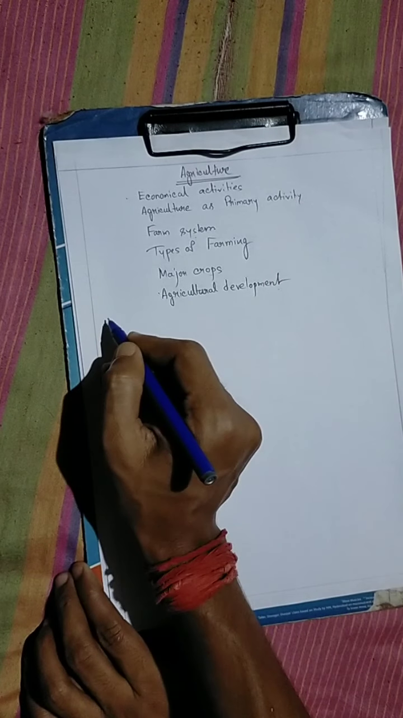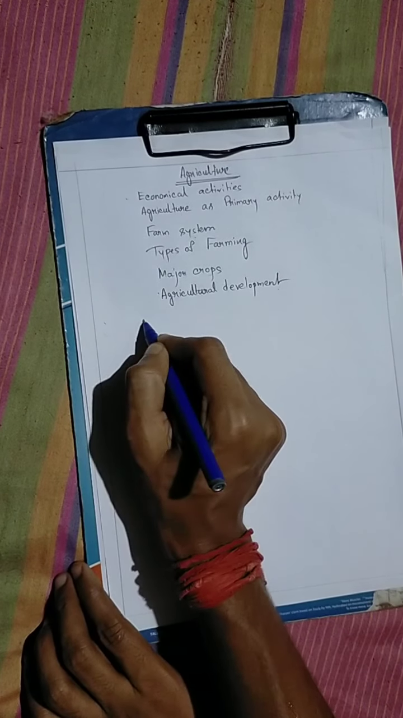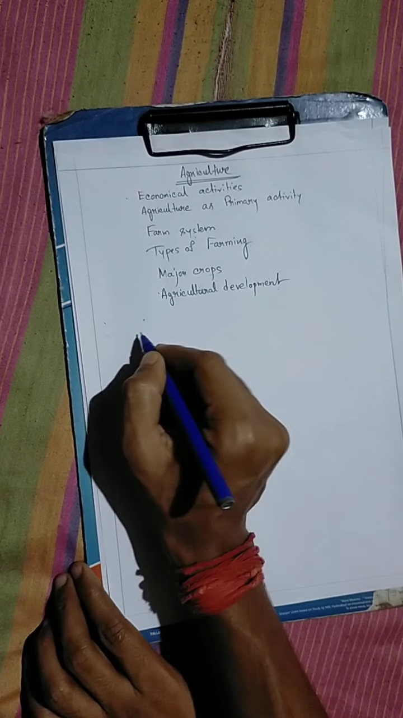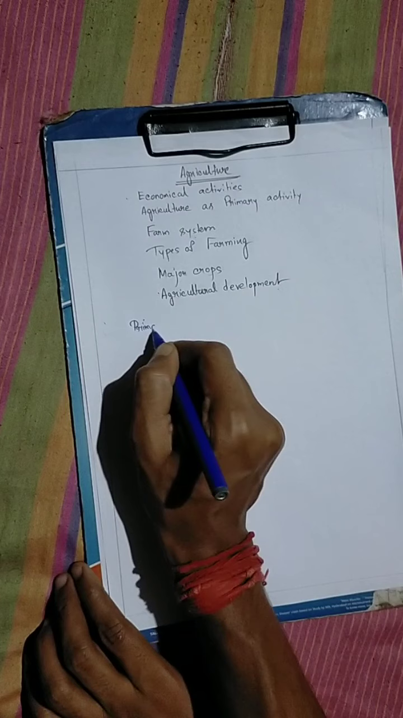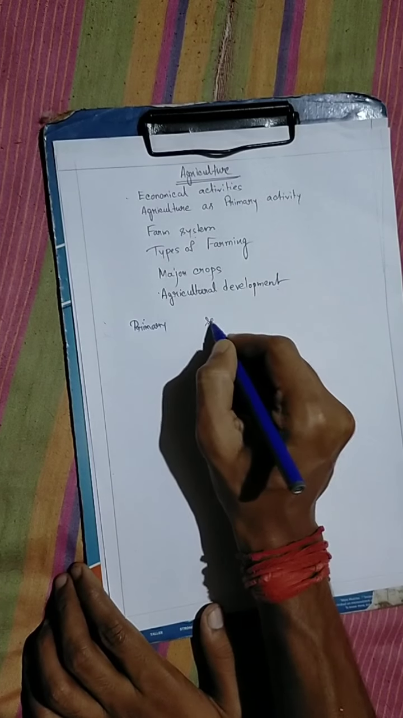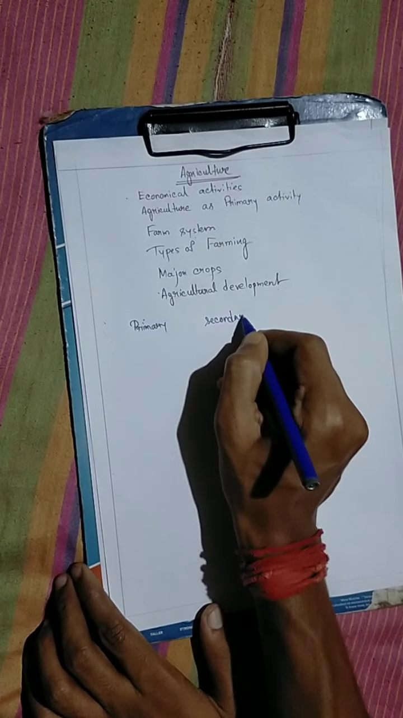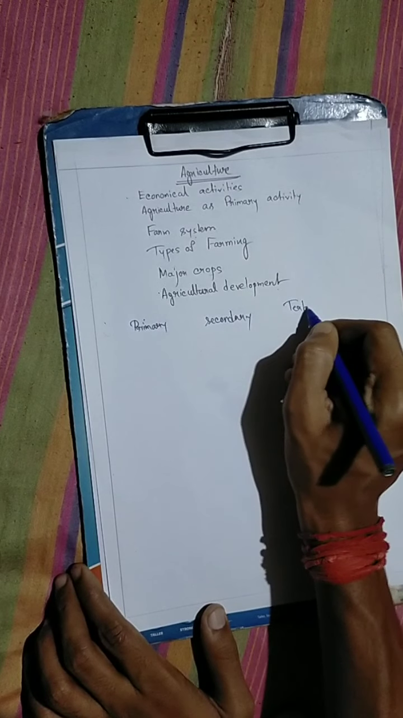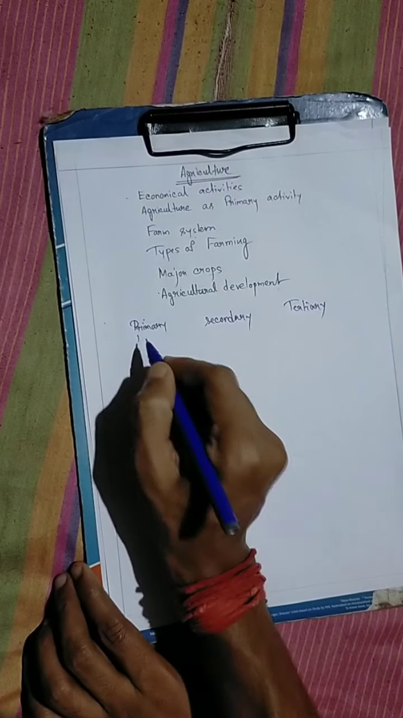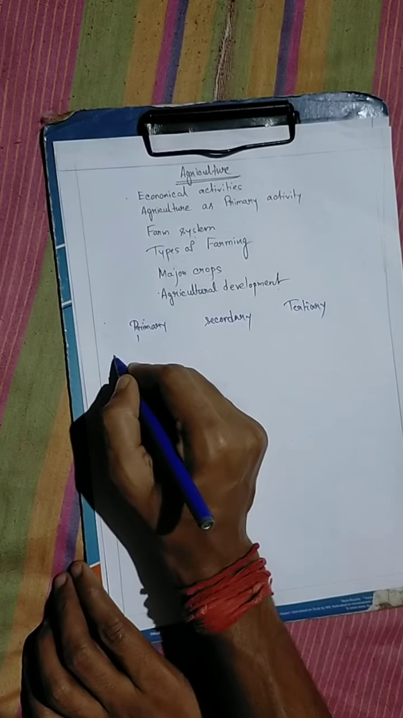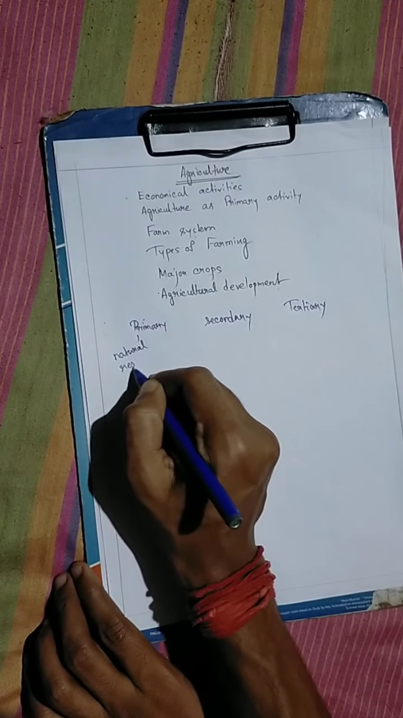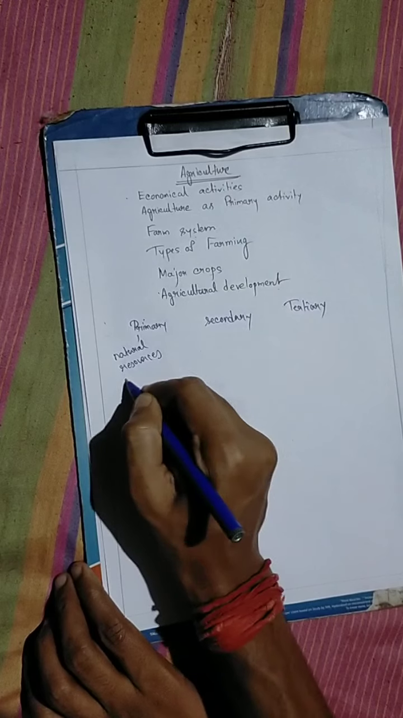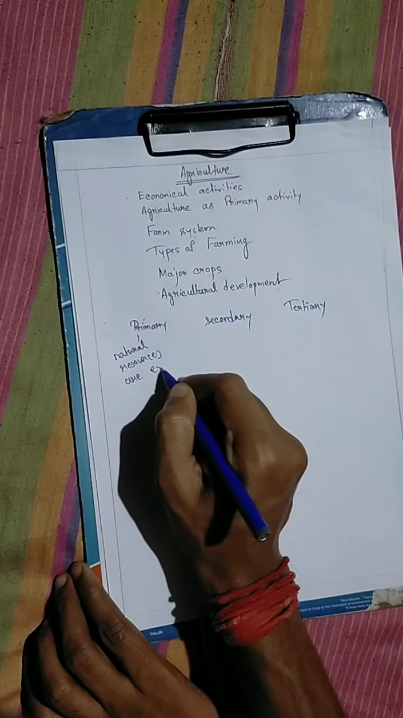Okay, so starting with economical activities. What are economical activities? Economical activities are mainly three types: primary, secondary and tertiary. In primary, natural resources are extracted.